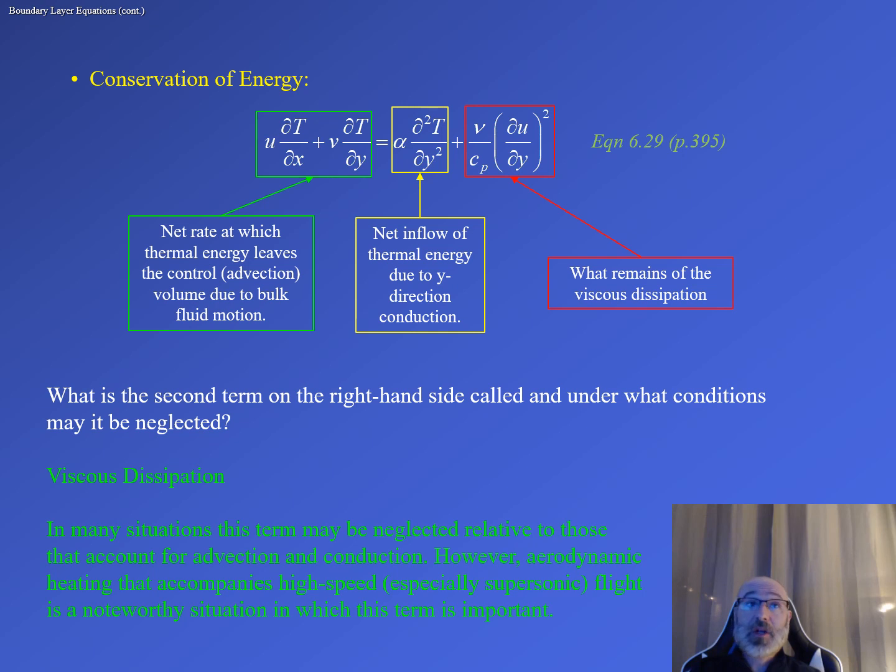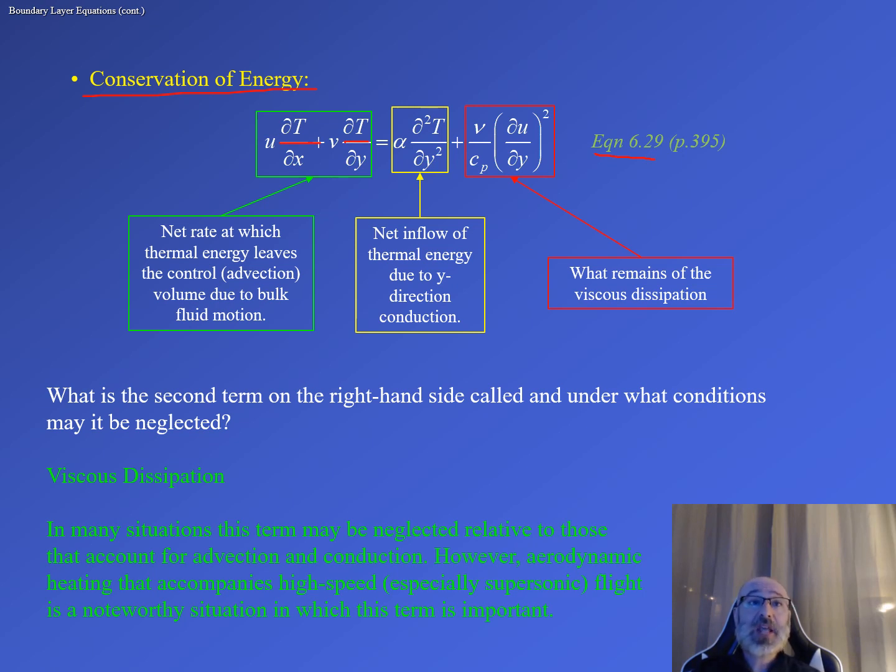So now let's take a look at our conservation of energy. Our conservation of energy is going to relate to equation 6.29 in our textbook, and we're going to break this equation down into 3 parts as well. Let's take a look first at the left-hand side of this equation. Box this in green. We have u times our partial of T with respect to x plus v times our partial of T with respect to y.